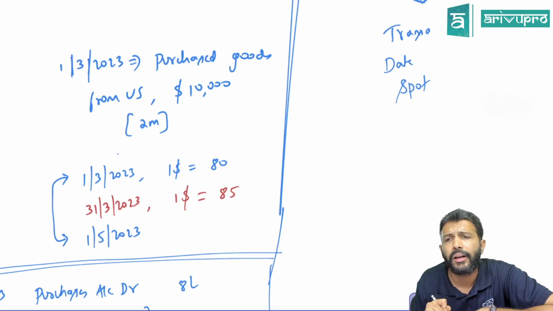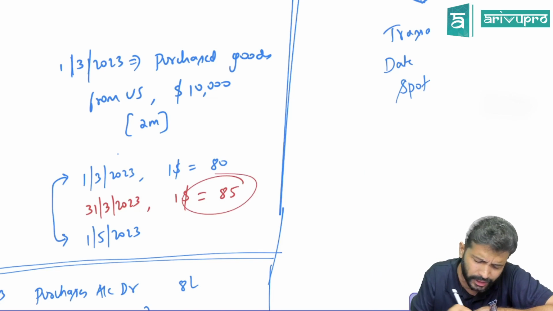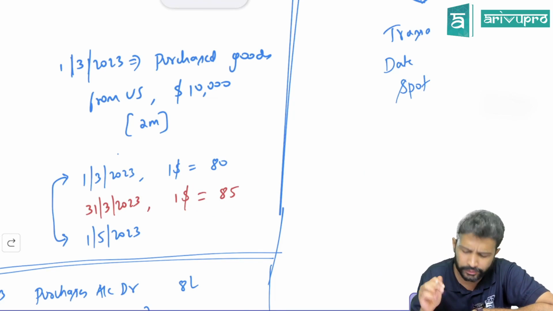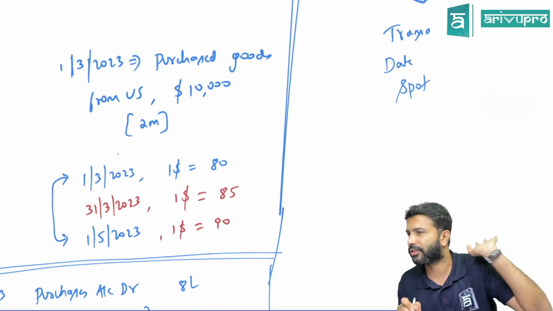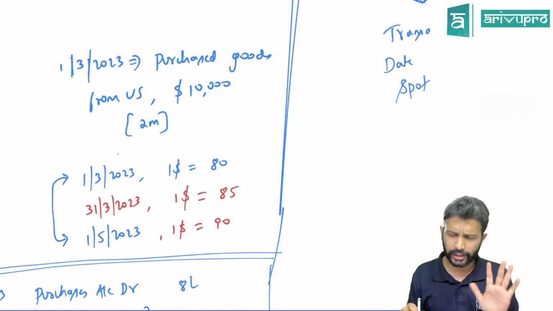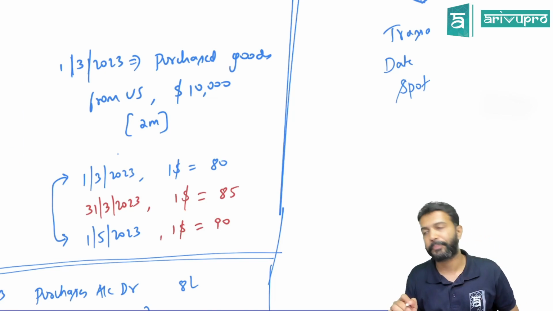become 85 rupees. Exchange rate fluctuates. It could be anything. I've assumed on 31st March, $1 has become 85 rupees. On 1st May, $1 has become 90 rupees. Just an assumption. Any date it could be. I've just taken this particular data for the sake of example.